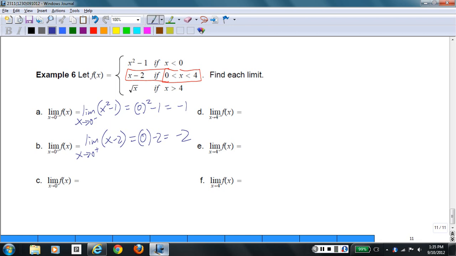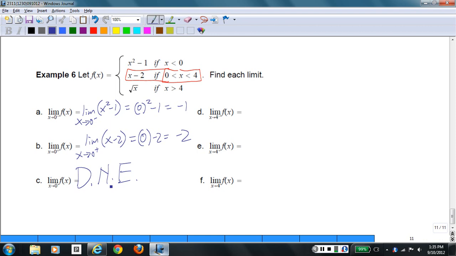If I ask you, what does f of x get close to as x approaches 0? You have to say it depends. It depends on the direction from which we approach 0. So this does not exist. Even though the two one-sided limits both exist, they do not equal each other.